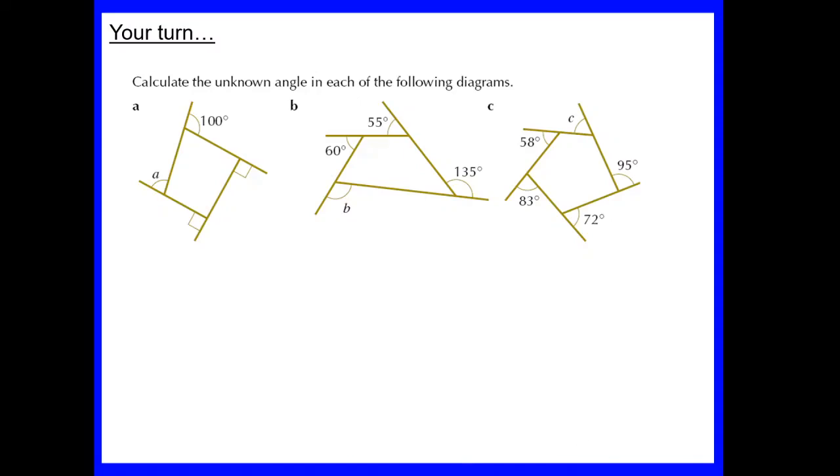Okay, for A we should have done 360 minus 100, 90 and 90. Remember these squares are 90. That gave us A as 80 degrees. For this one, 360 minus 60, 55 and 135 leaves us with 110 degrees. And for our last one, 360 minus 95, 72, 83 and 58 leaves us with 52 degrees. So no matter which shape we have, the exterior angles always add to 360. If we know all but one of them, we can take those away from 360 to find our answer.